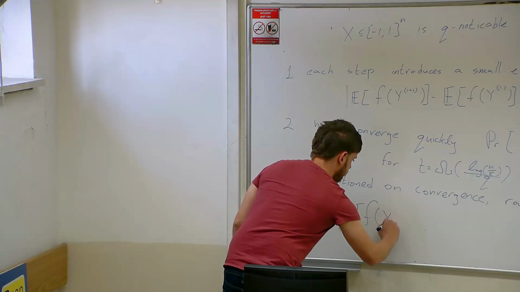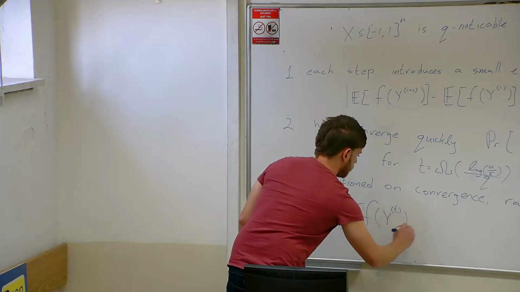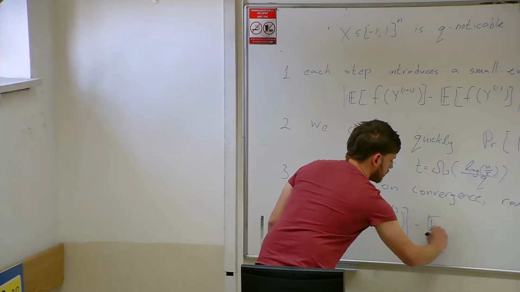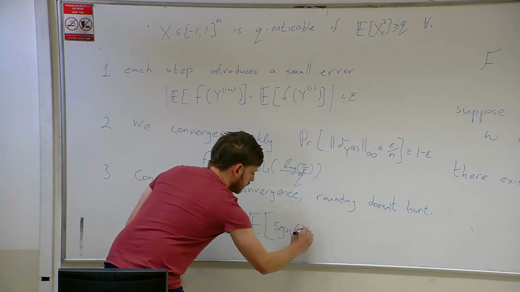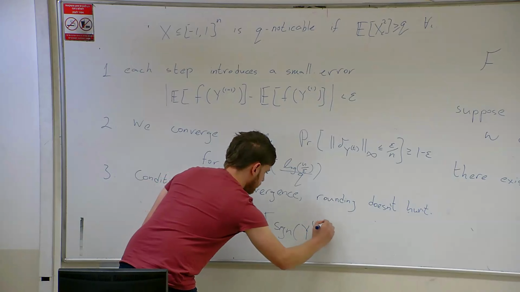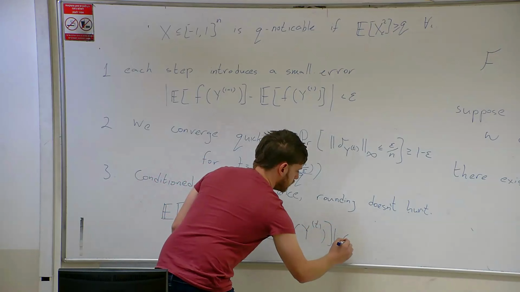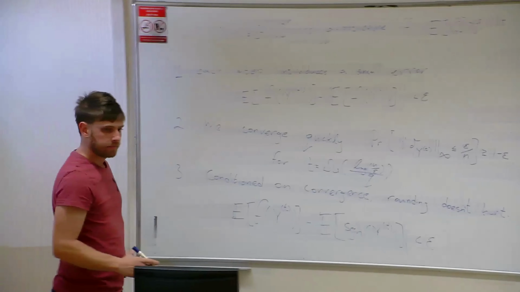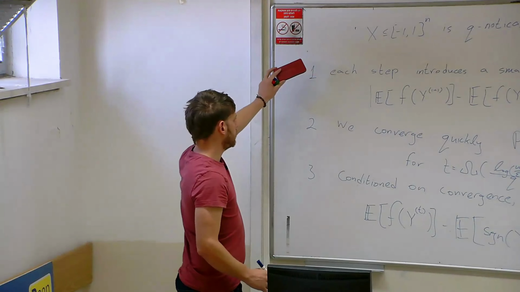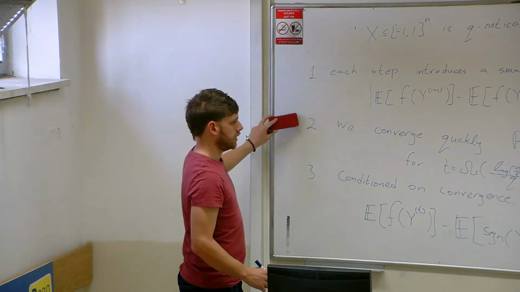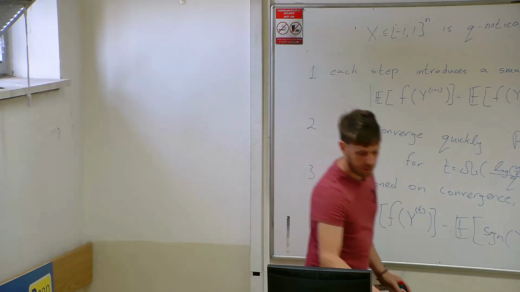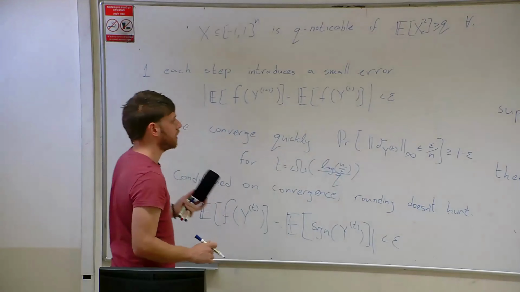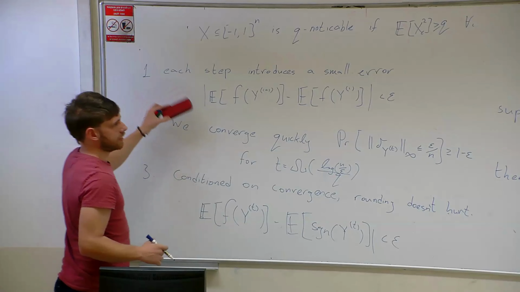And conditioned on convergence, rounding doesn't hurt: the expectation of f on y t minus the expectation of f on the sign of y t is smaller than epsilon. Okay, and so we'll prove one and three, and you will be listening for the second bullet. And then if we have time, we'll pack everything together and prove that these lemmas give us the theorem.